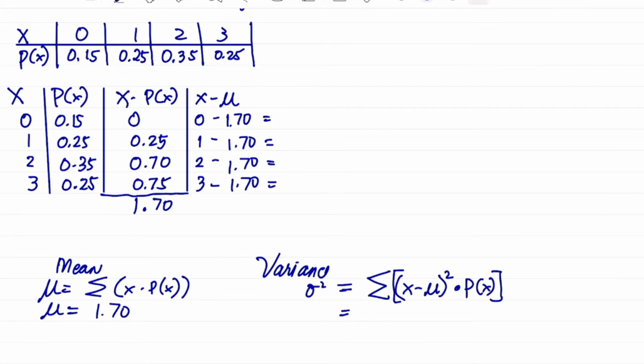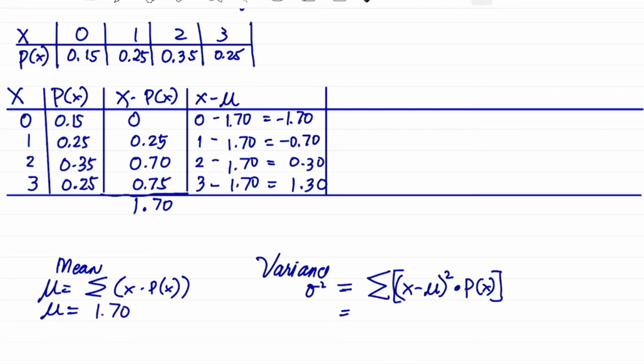0 minus 1.7, that is negative 1.70. 1 minus 1.70, that is negative 0.70. 2 minus 1.70, that is 0.30. Then 3 minus 1.70, that is 1.30. So we are then now taking the difference of x minus mu.